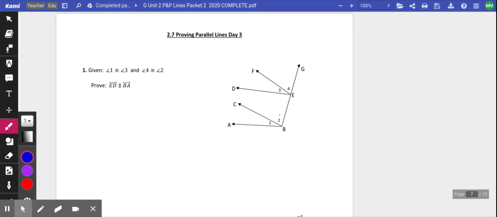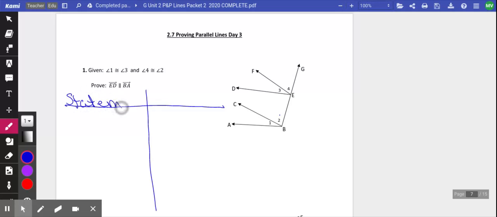Okay, everyone, welcome to day 3. Today involves more complicated proofs. I'm going to do the first one with you, and then I'm going to ask you to pause and try to do the second one, and then come back.